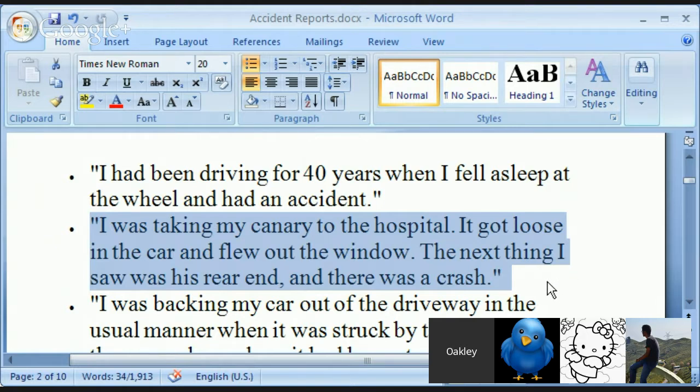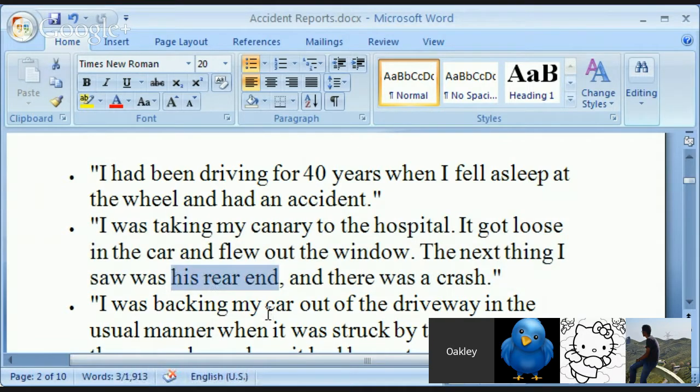All right. The next thing I saw was his rear end. Whose? Because obviously he's talking about the canary, and then he uses "it," of course, a pronoun to refer to the canary again. The next thing I saw was his rear end. He's got the possessive. I guess this is another person, maybe. Probably. We talk in English about the rear end of someone's car.